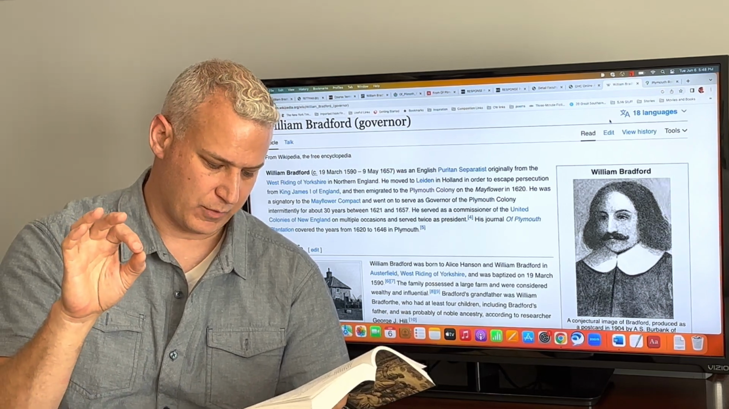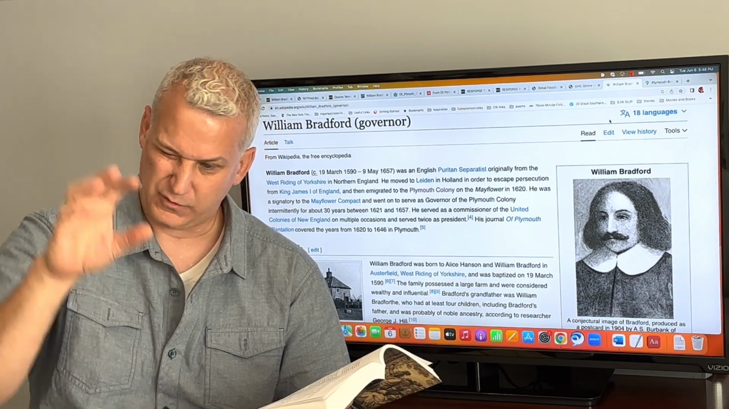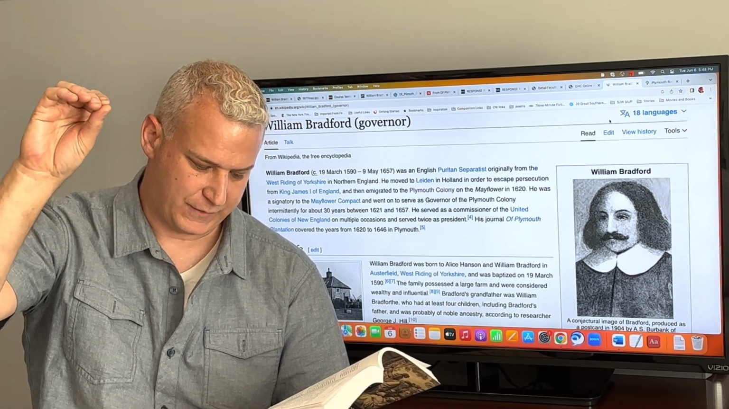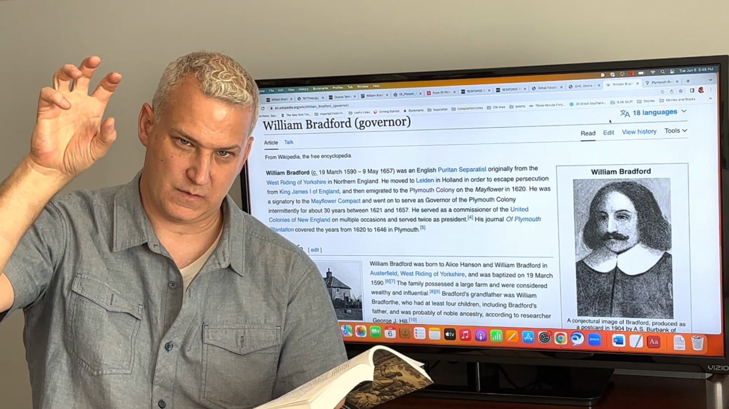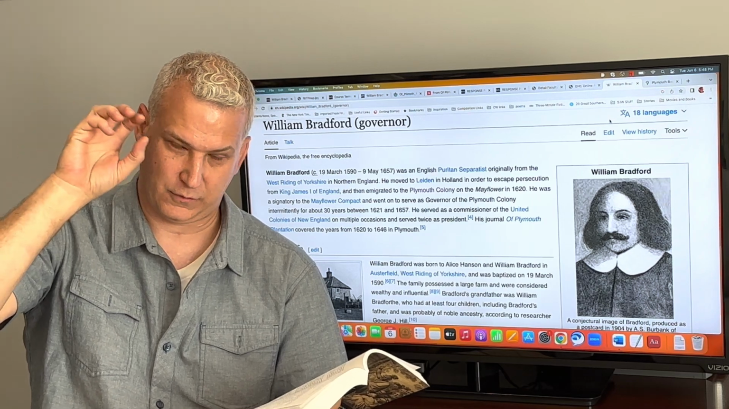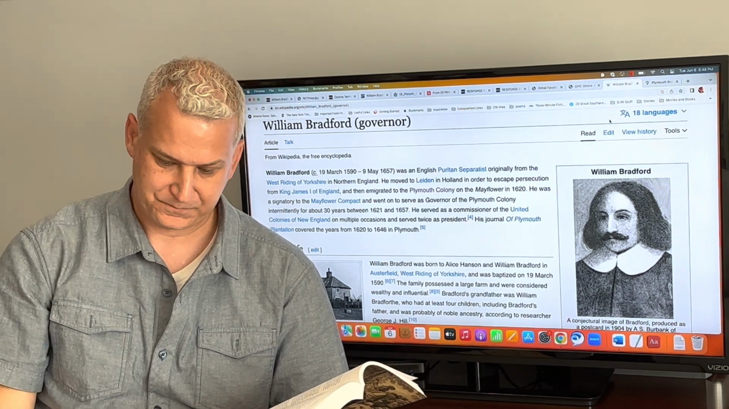Two of these 7 were Mr. William Brewster, the Reverend Elder, who's like the church leader, and Miles Standish, who for the Pilgrims is the Pilgrims' John Smith, their military and defense leader.